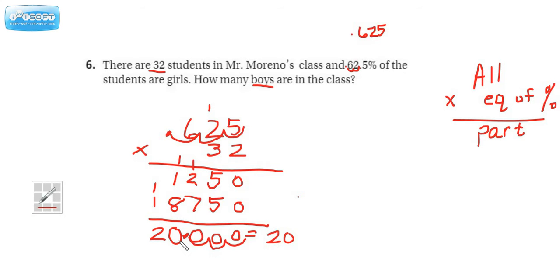Now you would have to ask yourself, 20 what? Does this represent the girls, or does it represent the boys? Because they want to know the boys. Now if this is the chunk that would be girls, then the balance of it would be boys. So in order to find that, we would have to subtract the 20 from the 32, because remember this is girls, to get the boys, and if we subtract, then we end up getting 12.